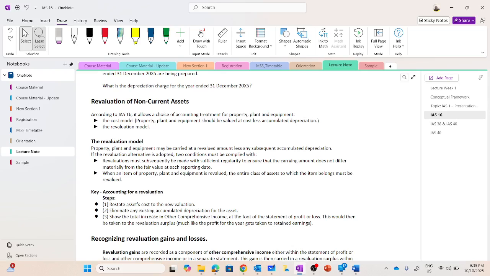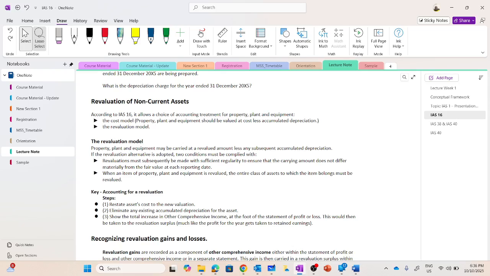Property, plant, and equipment may be carried at a revalued amount less any subsequent accumulated depreciation. If the revaluation alternative is adopted, two conditions should be applied. 1. Valuation must subsequently be made with sufficient regularity to ensure that the carried amount does not differ materially from the fair value at each reporting date. First point we need to know.